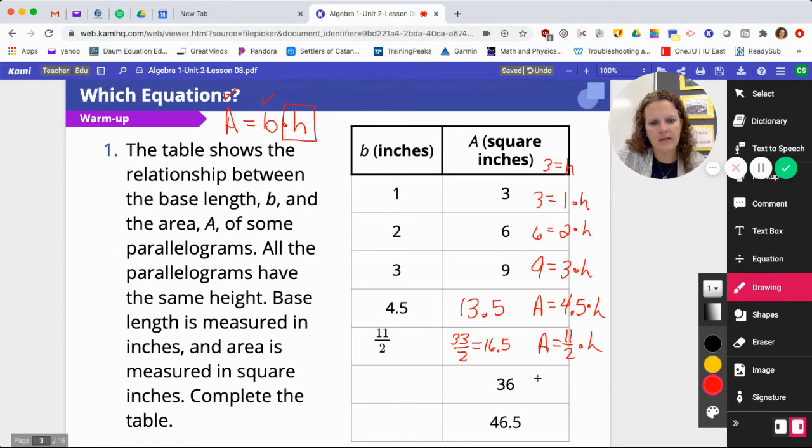Then here I've got area equals base times height. Well, we know the height is 3, so what times 3 equals 36? 12. And then area, 46.5 equals base times height. So if I know height is 3, what times 3 equals 46.5? Okay, I just divided this by 3. 46.5 divided by 3 is 15.5. Nice work. Good warm-up.